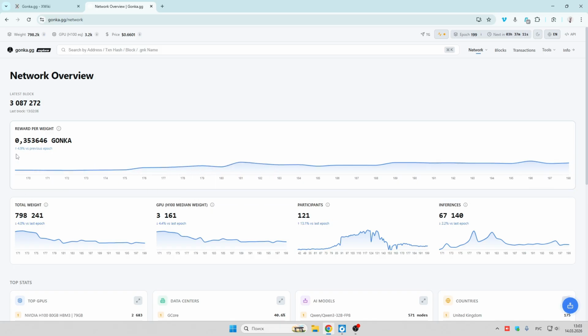And here we can see that this value increased by 4.9. Why did it increase? Because the total weight dropped a little, literally by 4%. Accordingly, the profitability for miners increased as the total weight decreased.